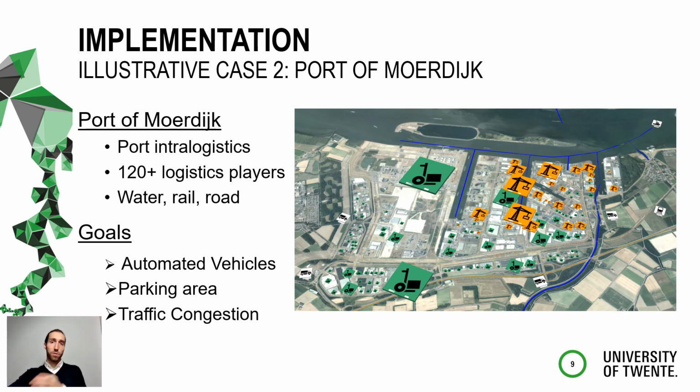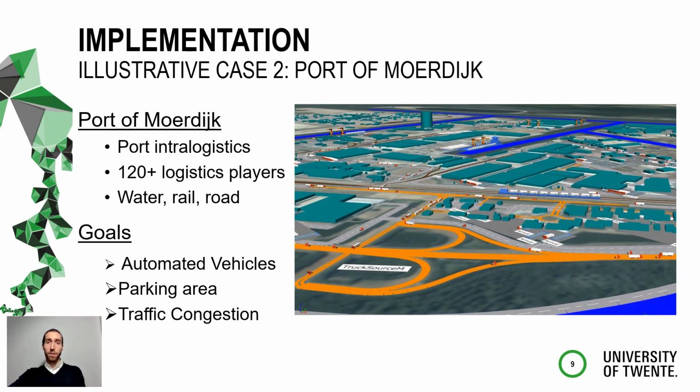So external trucks would stop at this parking area, leave their trailers or containers, and these would be moved by automated vehicles. What are the effects on traffic congestion of this? We don't know yet, and we want to study it thanks to our model.